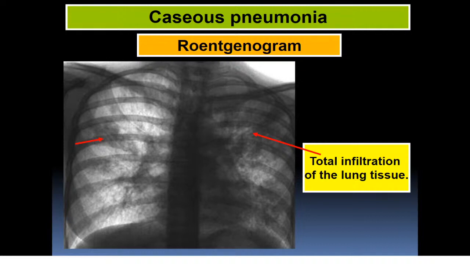On X-ray, in this form of tuberculosis, we can see total infiltration of the lung tissue affecting more than one lobe. We can see infiltration of more than one lobe. On this X-ray, you can see infiltration of the left lung. The whole lung is affected, and the opposite lung is affected too. In the middle parts of the right lung, we can see infiltration also. The process involves more than one lobe.